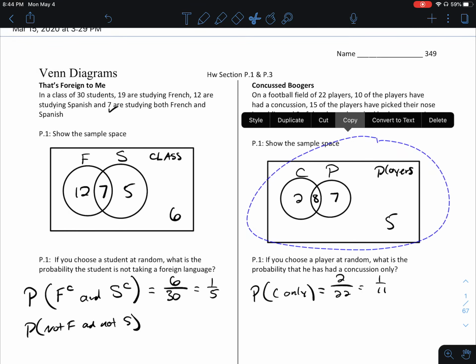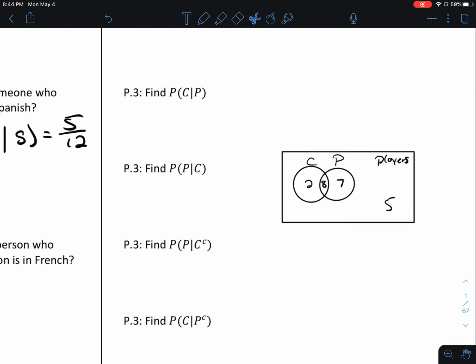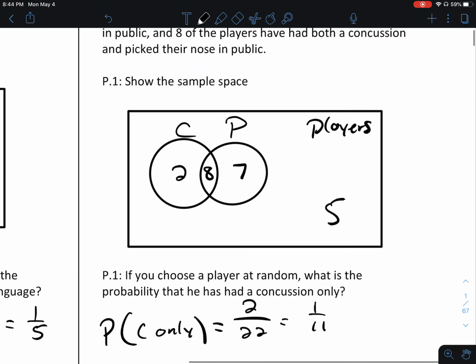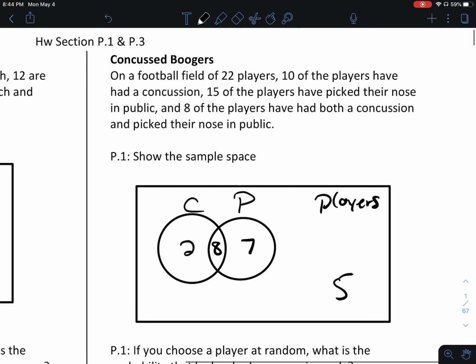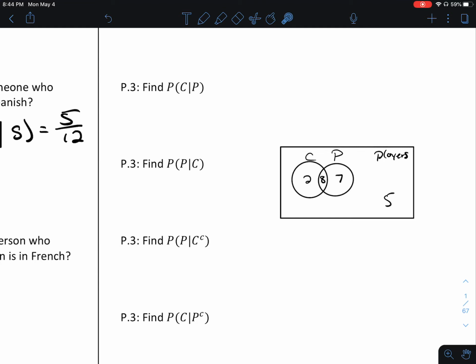Let me just copy this down so I can see it easily. So find the probability of someone, let me read the scenario again. Oh yeah, concussions and picking their nose. What's the probability that someone has a concussion given that they pick their nose? So here are the pickers. There are 15 people in there total, so that's the subset we're using. Of those 15, how many had a concussion? Just 8.